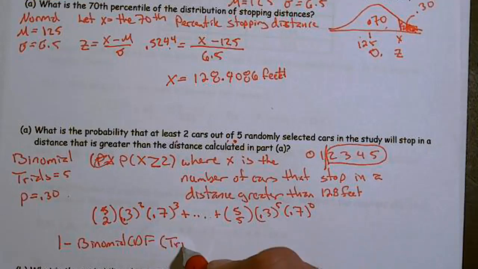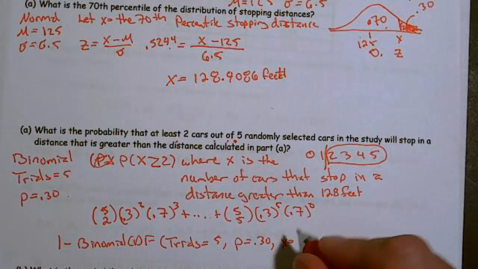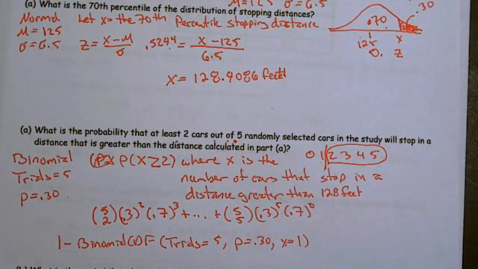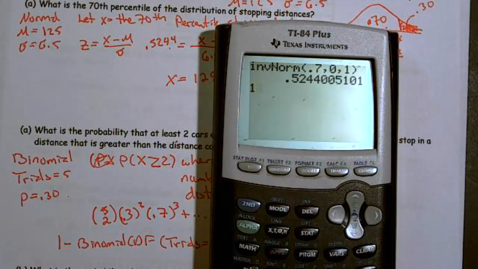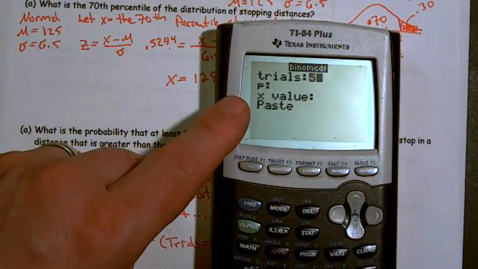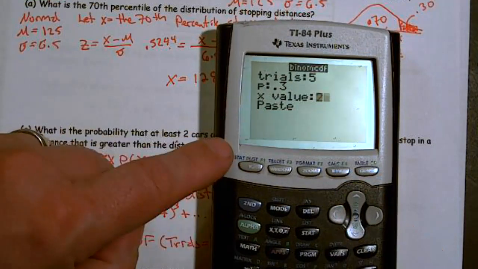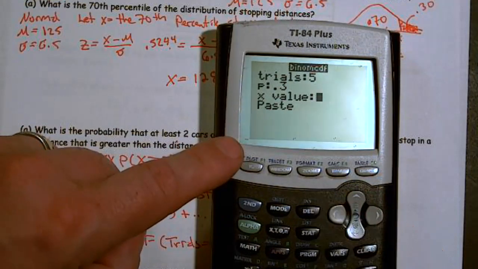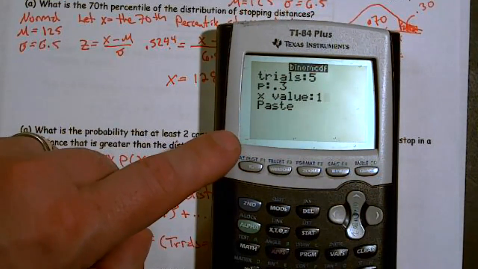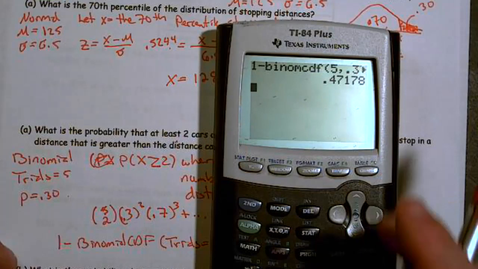Trials equals 5, probability 0.30. X, the highest value we didn't want, is 1. So 1 minus second vars, binomial CDF, trials is 5, P is 0.3, X value in this case happened to be 2, excuse me, 1. I keep using 2 today, that's a bad deal. And I get 0.4717.